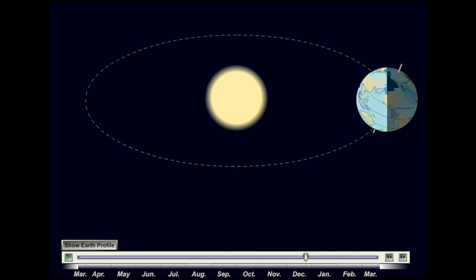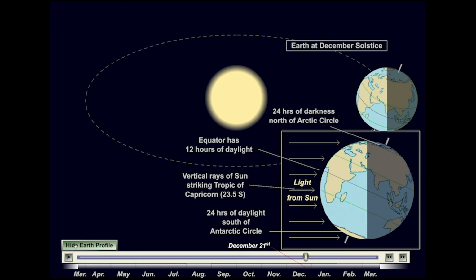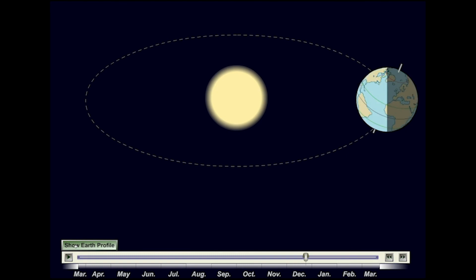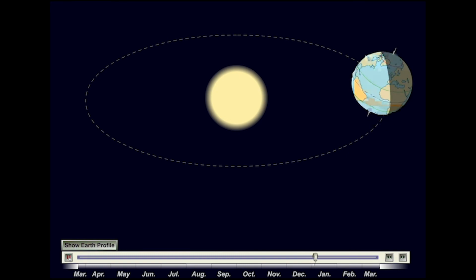Until we reach the dark times. The end of December, the darkest time of the year here, we only have a few hours of daylight. Most of our 24-hour period is darkness, doom and gloom. Again, we'll throw in the Earth profile here, and we can see that we're receiving 12 hours of daylight at the equator. We're receiving 24 hours of darkness north of the Arctic Circle.